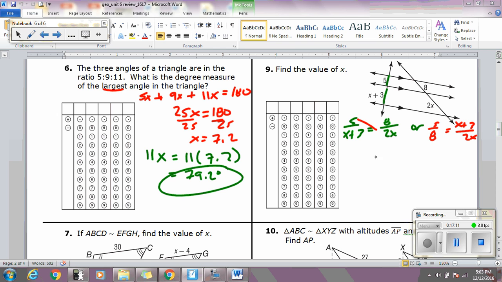So let's say I went with the one on the left. I would multiply 5 times 2x and get 10x. Then 8 times x, which is 8x, plus 8 times 3, which is 24. Then I would subtract 8x on both sides, which would leave me with 2x equals 24. Then divide both sides by 2, so x is equal to 12. The majority of this test, ladies and gentlemen, is making sure that you know how to set up proportions correctly. So be careful when you do so.